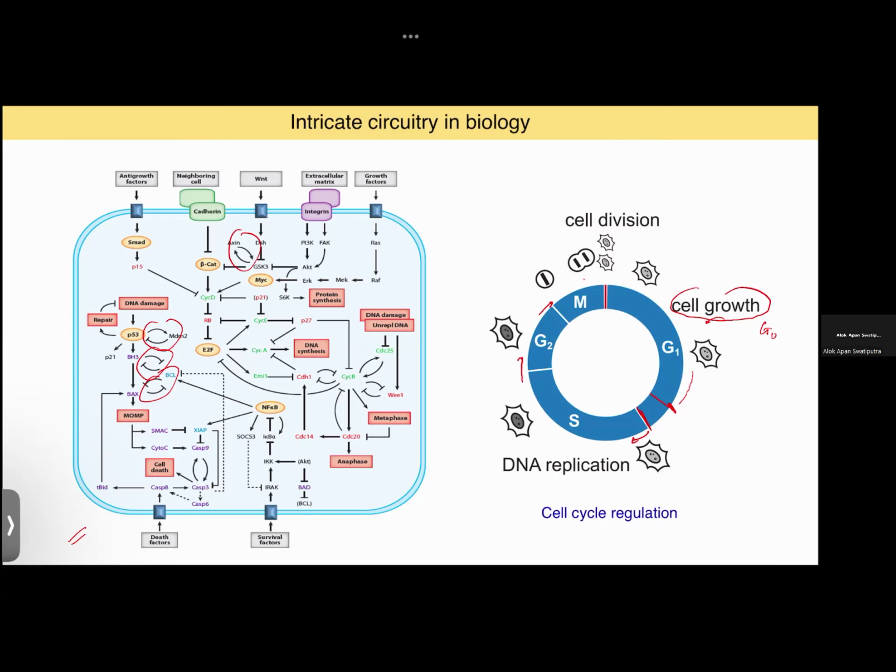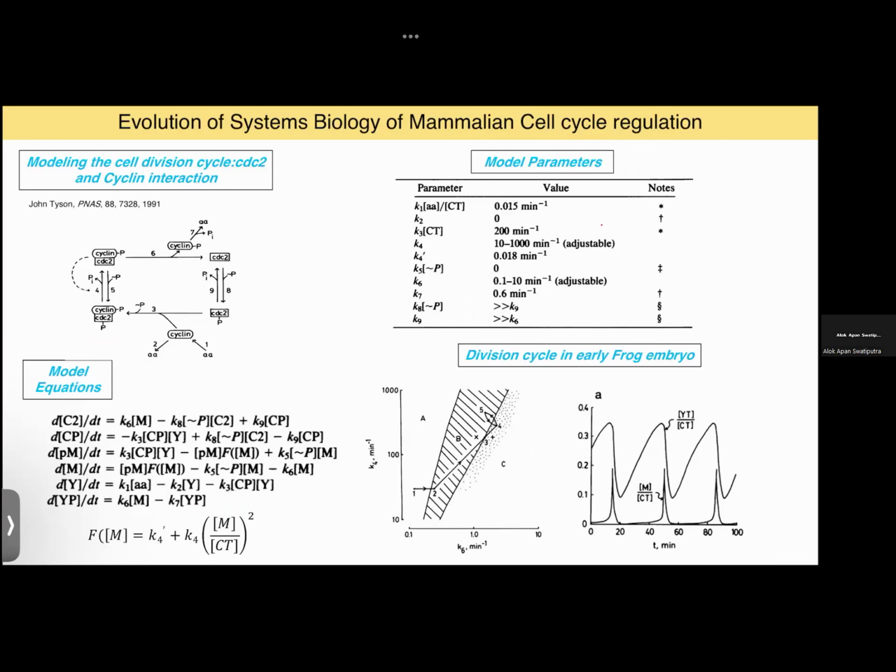The very first model which was proposed for the cell cycle came from John Tyson, who worked at Virginia Tech, and this was published in PNAS in 1991. The paper is titled Modeling the Cell Division Cycle: CDC2 and Cyclin Interactions. So this is the particular model. Let me explain the model briefly.